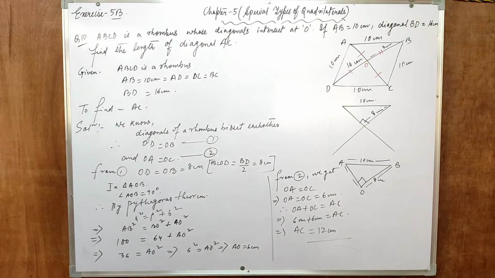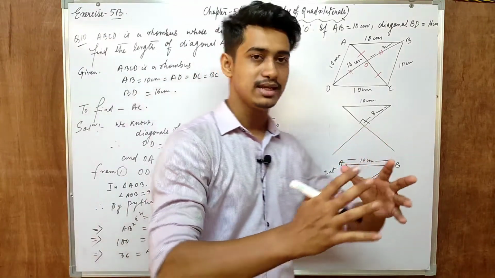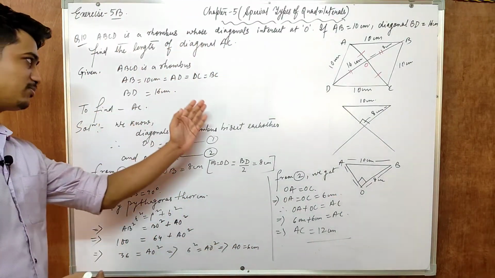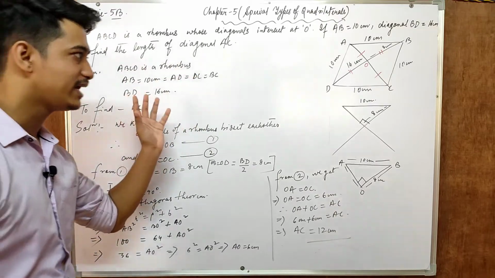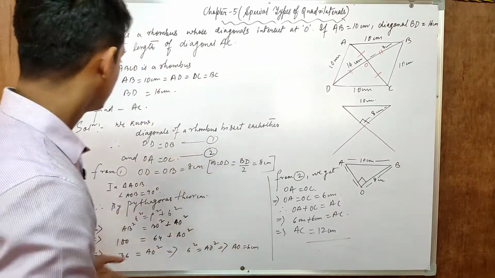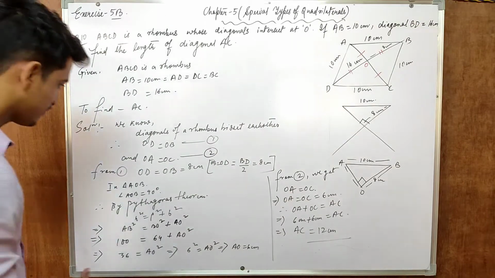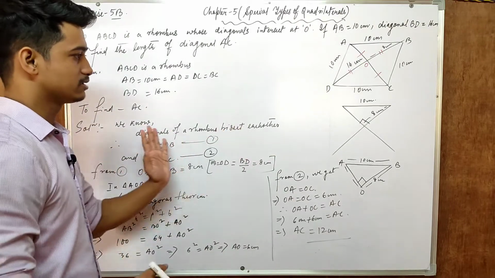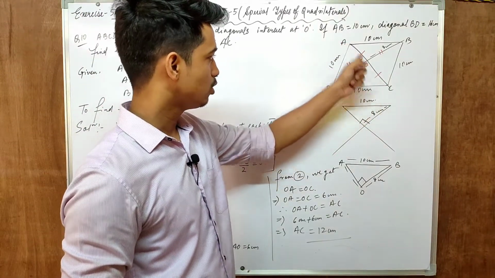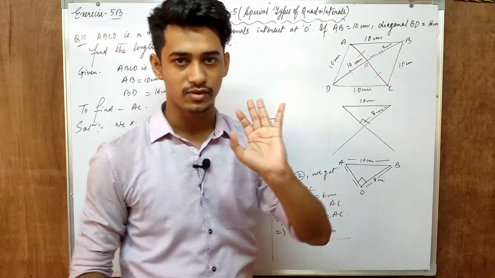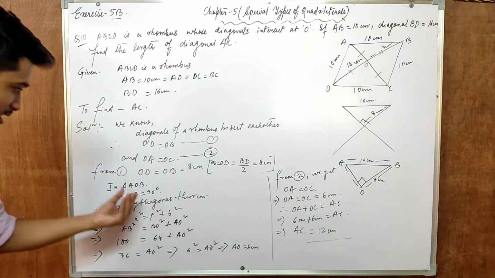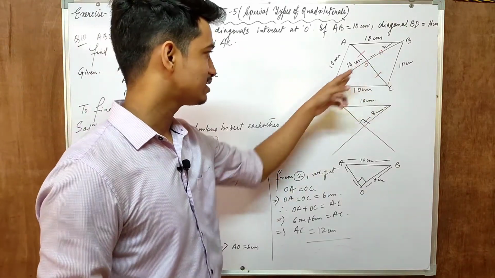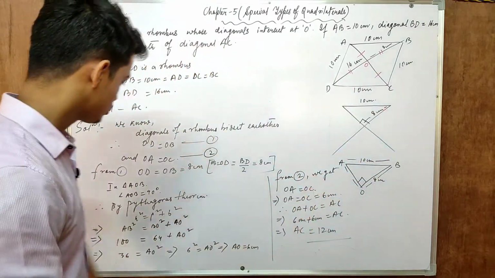I hope that this concept is much more clear to you. The thing is that I'll just make one summarization part. What I just did, first of all, given part, ABCD is a rhombus, and whatever the data is given, I just wrote it out. So after that what I just did, we know diagonals of a rhombus bisect each other, right? So that means OA equal to OC and OD equal to OB. That much we know. I just write it down. So that means OB and OD is nothing but 8 centimeter, 8 centimeter. Up to this, no problem.